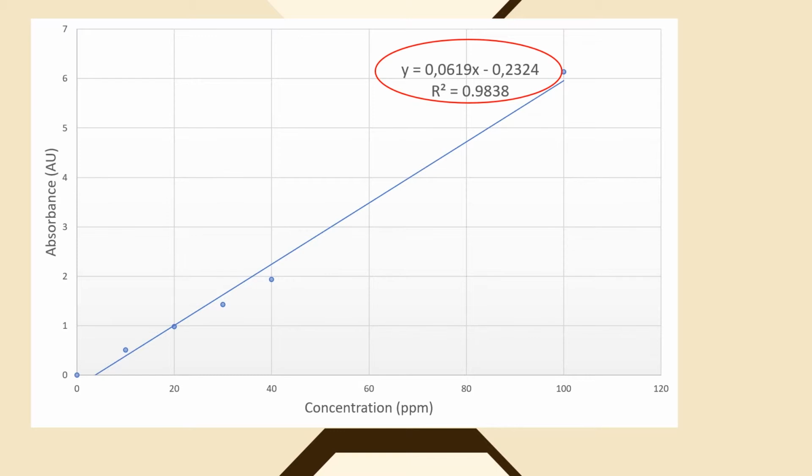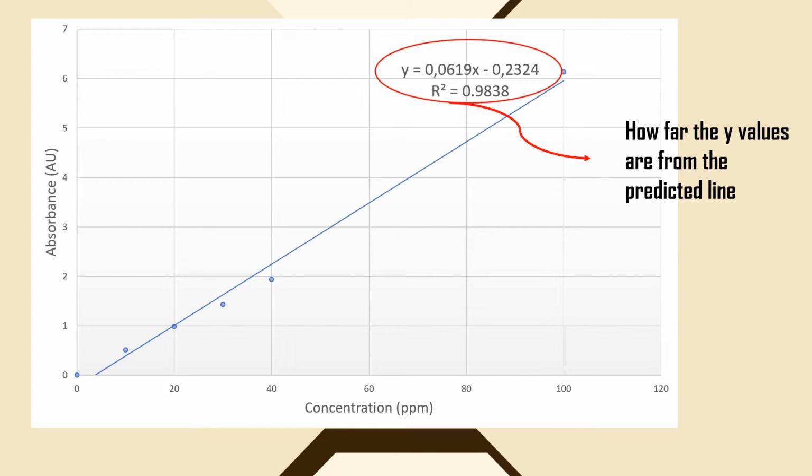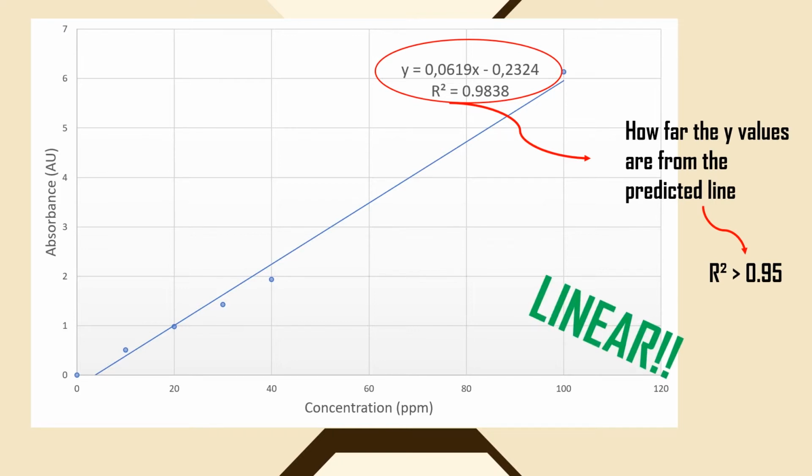R-squared is the square of the correlation coefficient and provides information about how far away the y values are from the predicted line. A perfect line would have an r-squared value of 1, and most r-squared values for calibration curves are over 0.95. Since the r-squared value of this graph is 0.9838, which is above 0.95, it can be said that this calibration graph is linear in terms of the sensitivity of the measurement, and it follows the Beer-Lambert law.